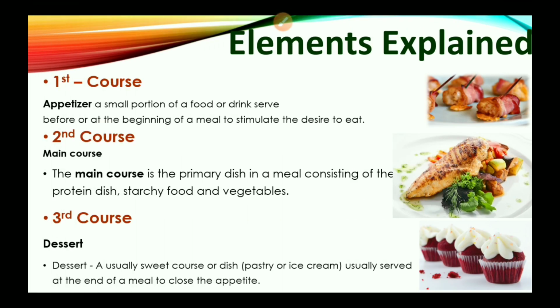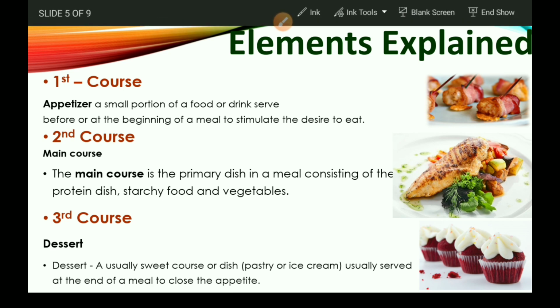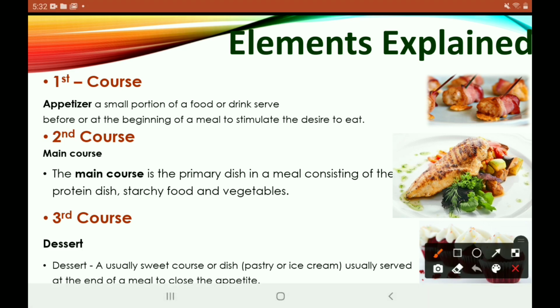Continuing, we're going to break down the 3-course meal. So firstly, a course refers to how a meal is divided up, right? So we have our first course here, second course, third course. Now, what does the first course consist of? It has the appetizer. What is an appetizer?